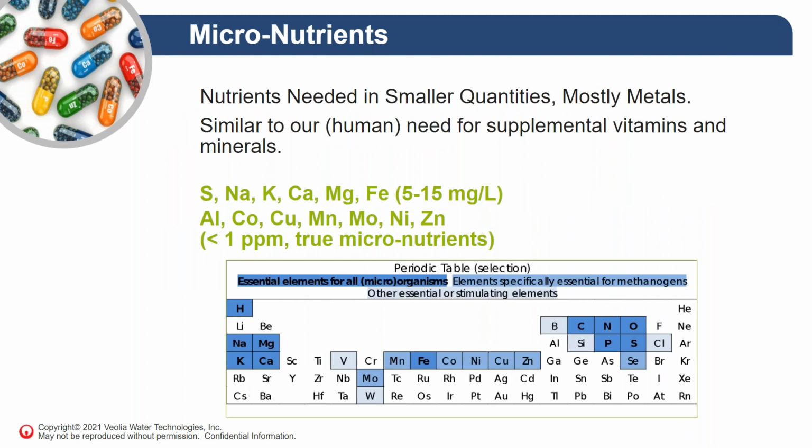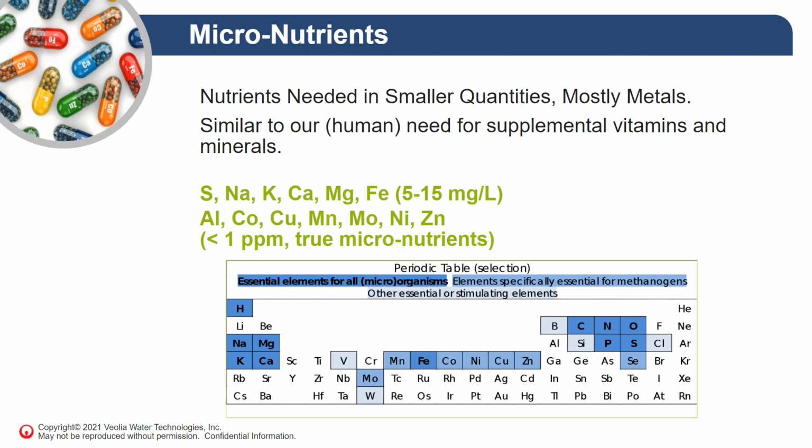So the micronutrients are needed in smaller quantities, and these are mostly metals, and they're similar to our need for daily vitamins, if you will. The micronutrients that are needed, I'll call them mid-range macronutrients, are sulfur, sodium, potassium, calcium, magnesium, iron, and you need those. Again, because you can't grow proteins without sulfur, you need iron. These are all important to the metabolism of the biomass. And you need those in the range of like 5 to 15 milligrams per liter of influent.